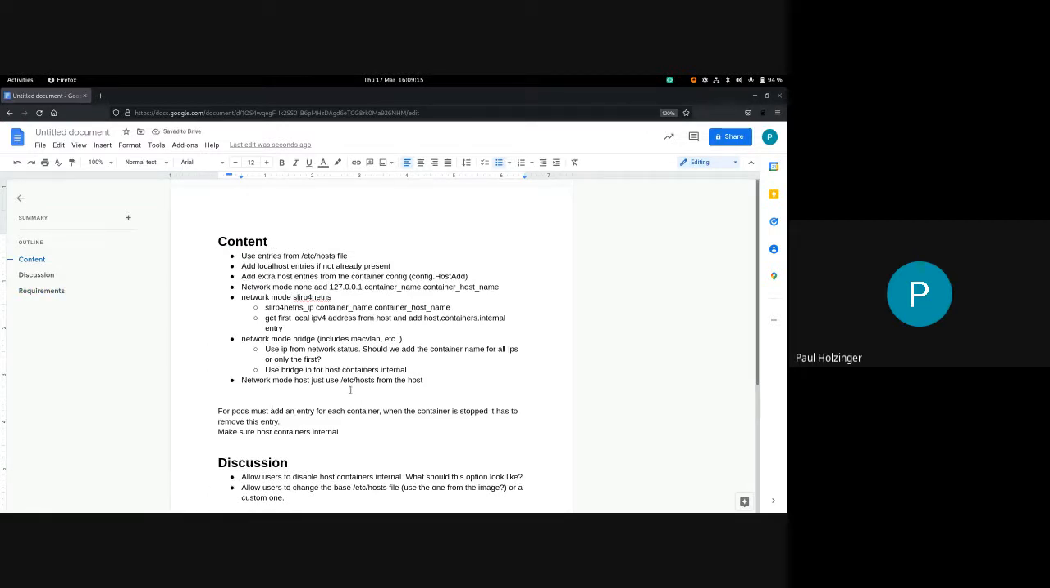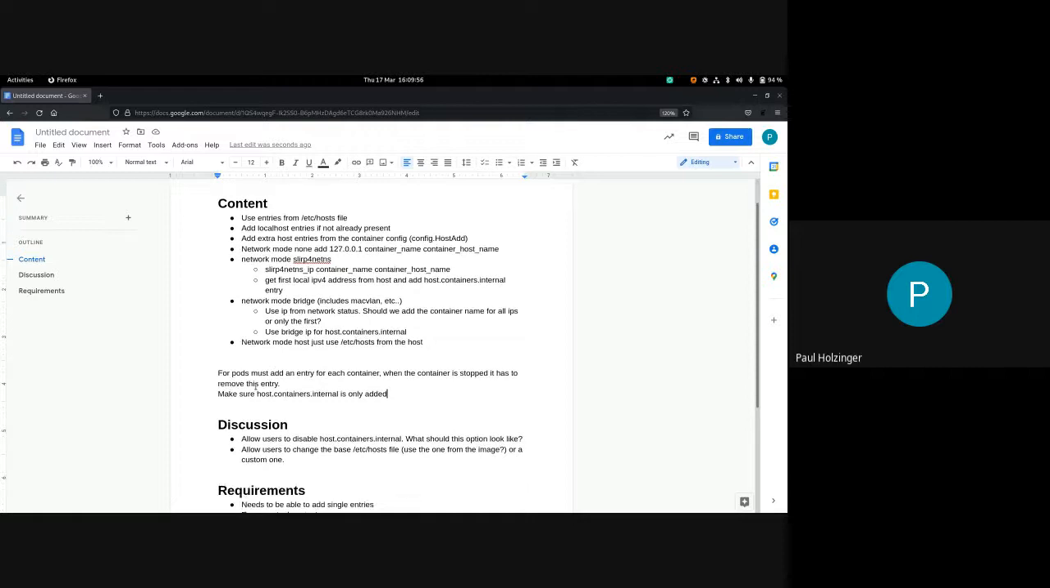So yeah, another problem right now is the host.containers.internal entry. For bridge, I think that works. We can use the bridge IP. That should work fine. But currently we have a problem that we add it several times when we are in a pod. So that must be fixed. I think that's basically the same as you said before, that we should make sure to not add an entry twice.